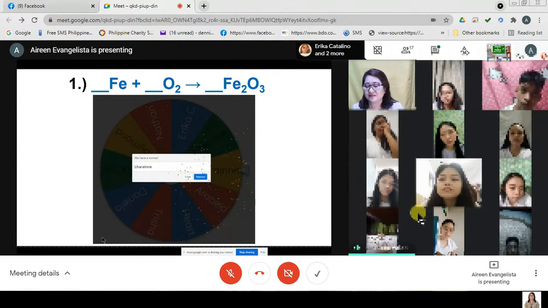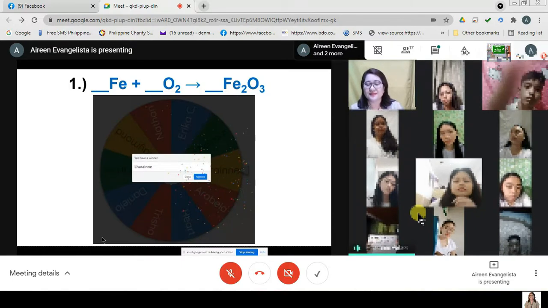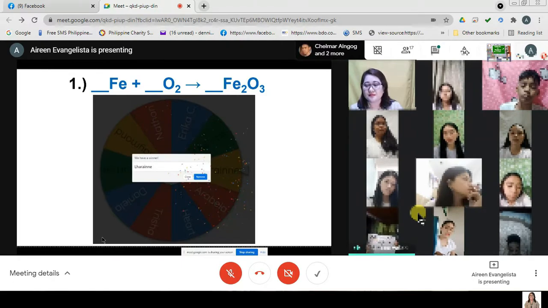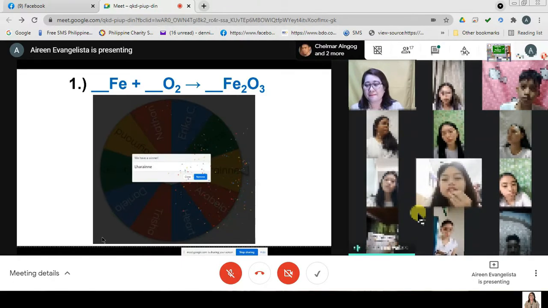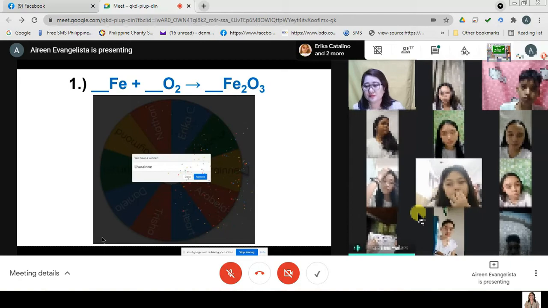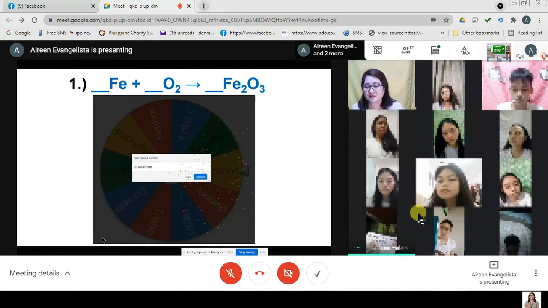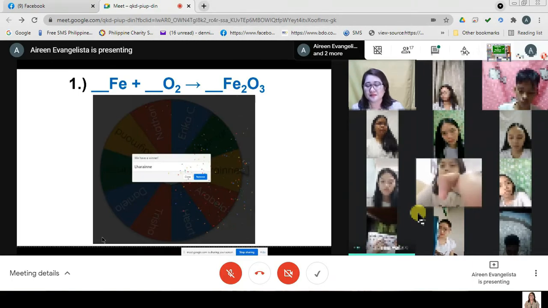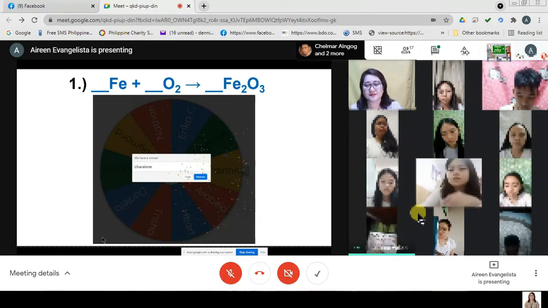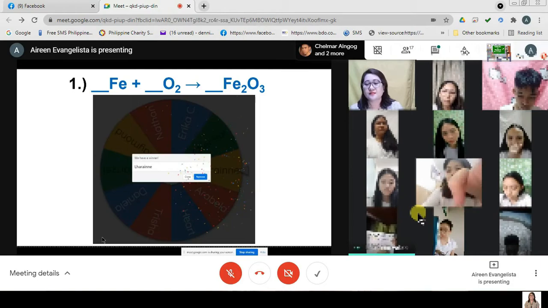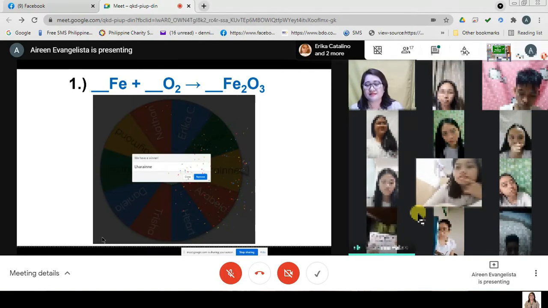Well, Fe plus O2 yields Fe2O3. So we need to get the number of atoms. For this one, we have 1 atom. And this one, we have 2 atoms. In oxygen, we have 2 atoms here, and 3 here.